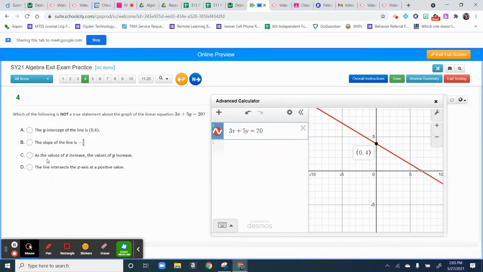The slope of the line is the angle of the line and the change in the y over the change in the x. As the x value increases, the y value is increasing. Is that true? As x gets bigger, is y going up? No, we can see it, right? It's going down. Okay, so we're looking for which one is not true. That one was not true, so the answer would be C. B is true. That is the slope of this line.